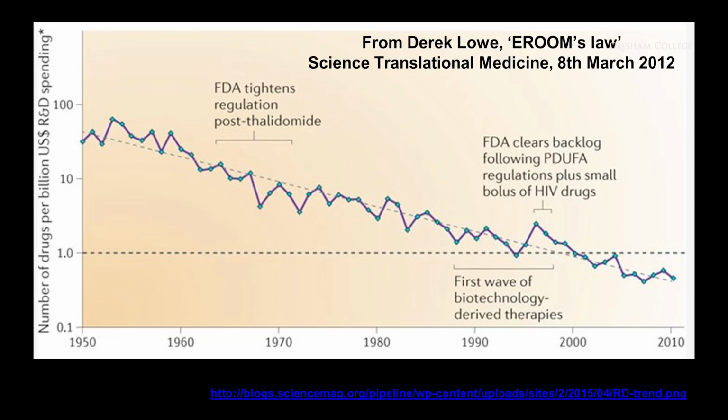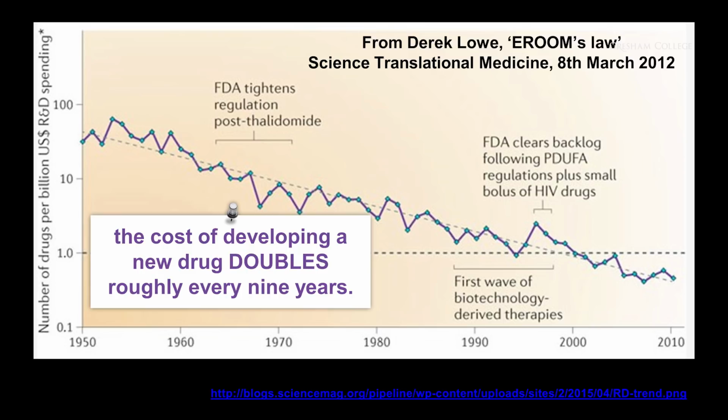There's a chap called Derek Lowe who's christened something called Eroom's Law, which is the reverse of Moore's Law. And he termed this as the cost of developing a new drug doubles every 9 years. The left-hand axis here is the number of drugs developed per billion US dollars. So you're getting fewer drugs for your investment over time. The cost of developing a new drug doubles roughly every 9 years.